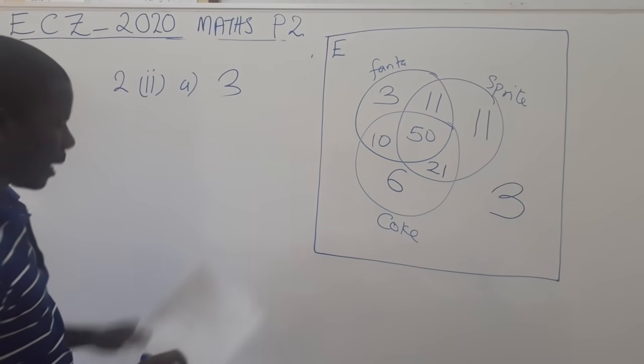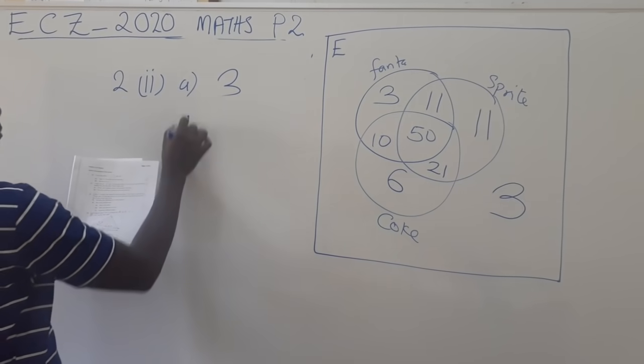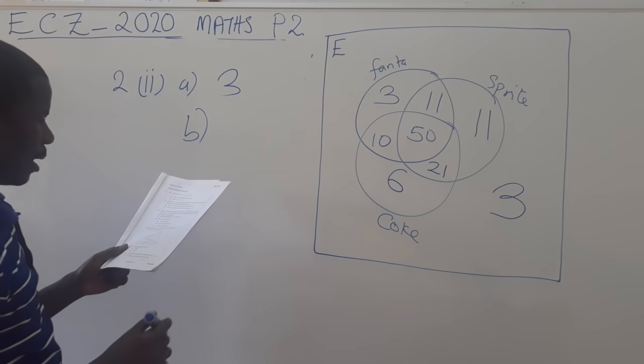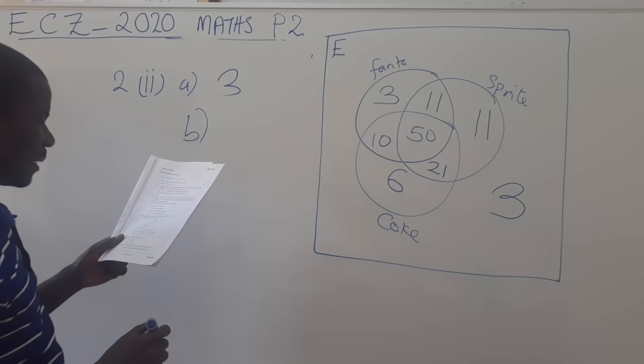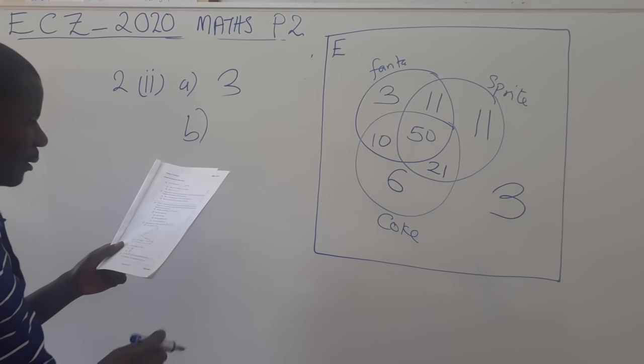3 is our answer here. Then B, we have Fanta and Sprite.